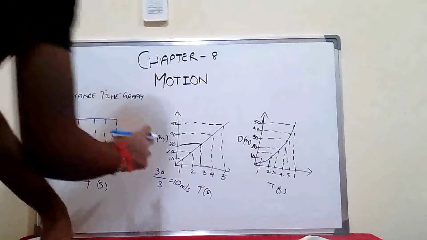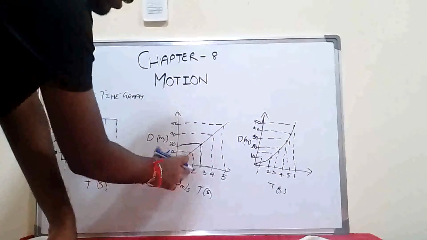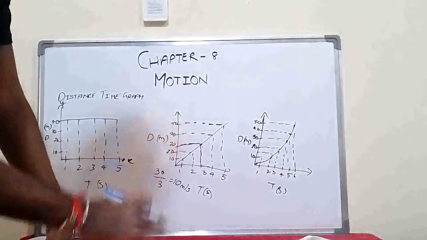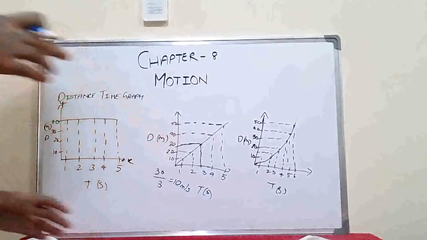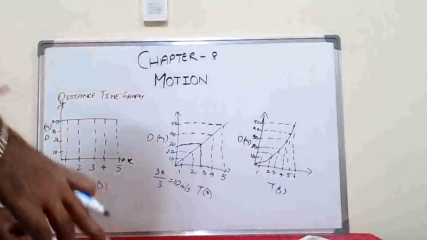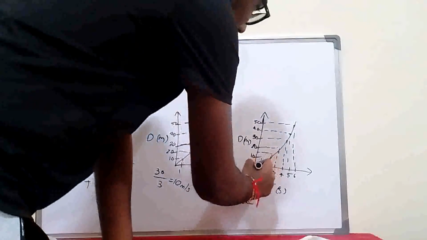It will be 10 meter per second if you take any second, because if you want to calculate the speed in the first second, it's going to be 10 meter per second. Even in the second second, it will be 10 meter per second because it's a uniform speed. The speed is constant. Now, when we move to the last, we can see that it's not a straight line, but a curved line.